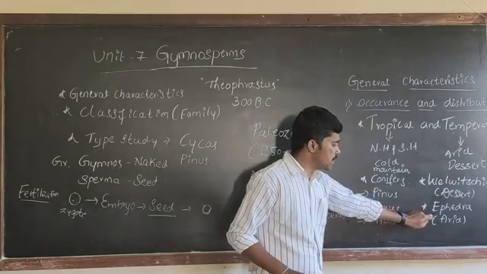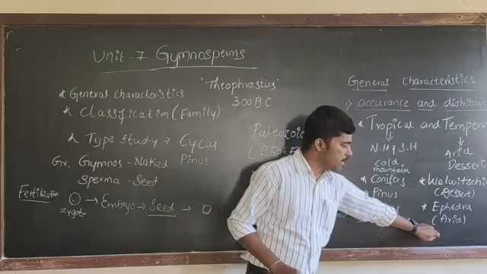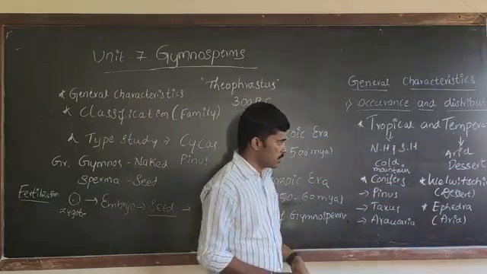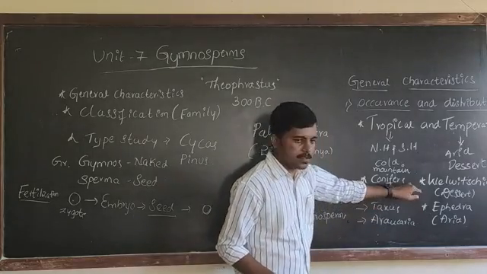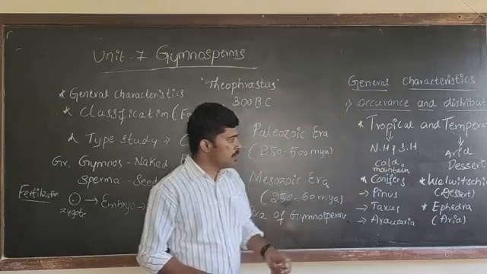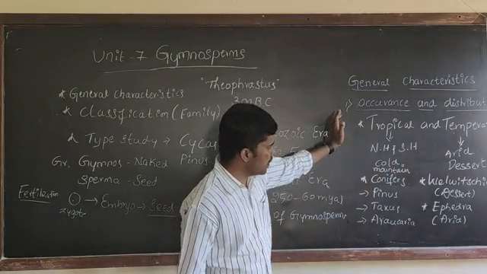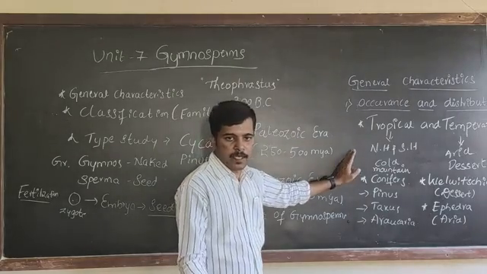It is usually present in arid regions. In arid regions also the temperature will be high and there is scarcity of water. So these are some of the examples of gymnosperms which are present in arid and desert regions. So this is about the occurrence and distribution of gymnosperms.